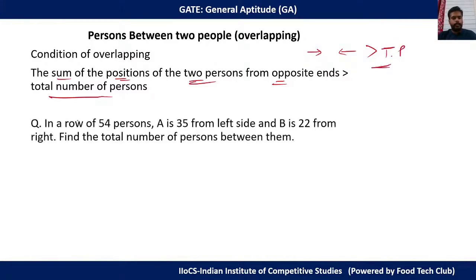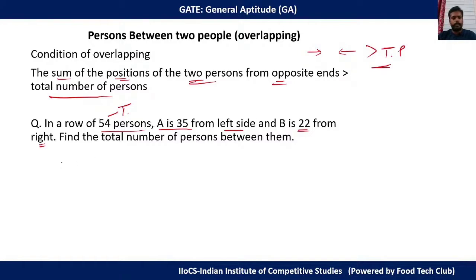Say, for example, in a row of 54 persons, A is 35th from the left side and B is 22nd from the right side. Now let us check whether this fulfills the condition of overlapping or not. It says the sum of the positions of two persons from opposite ends. In a row of 54, this is the total. The position of A from the left side is 35 and B is 22 from the right side.